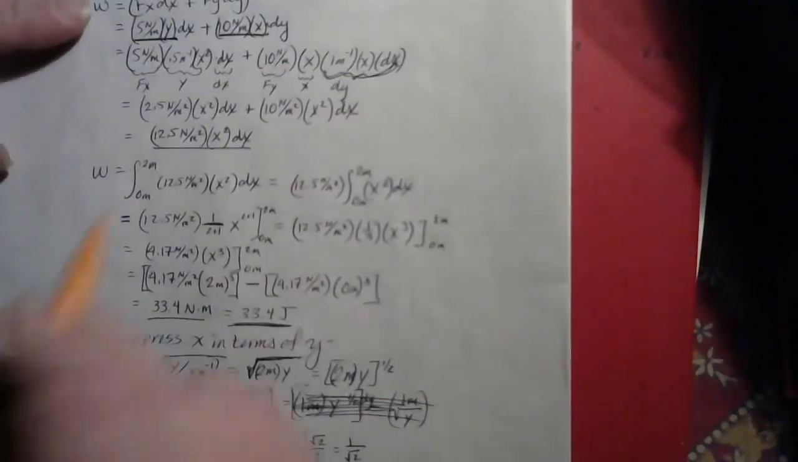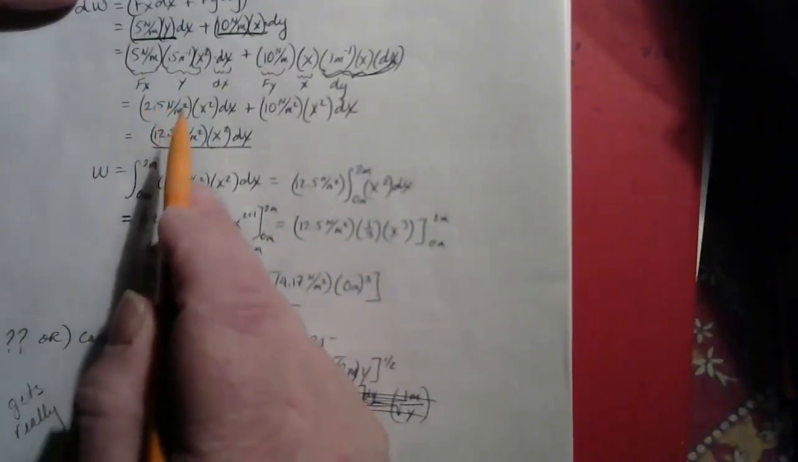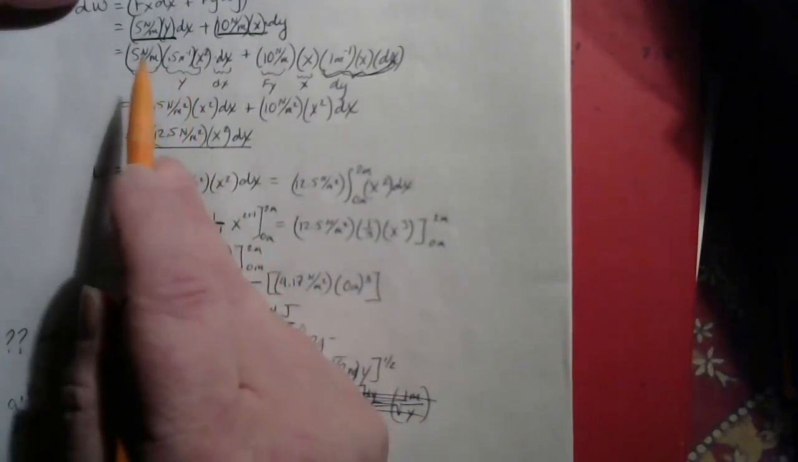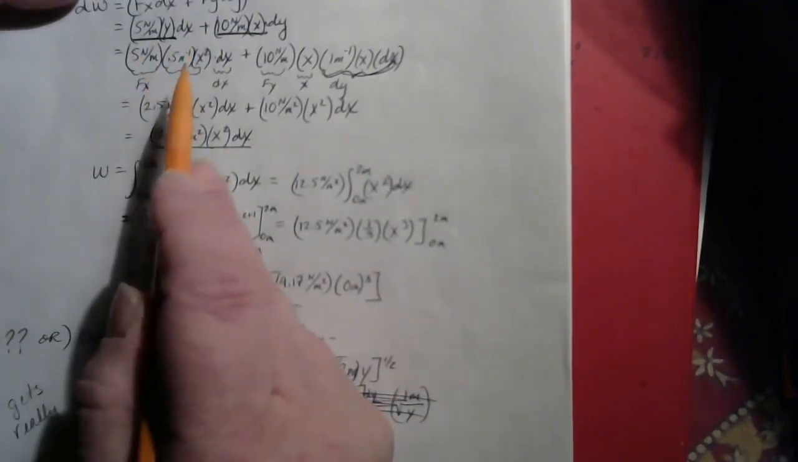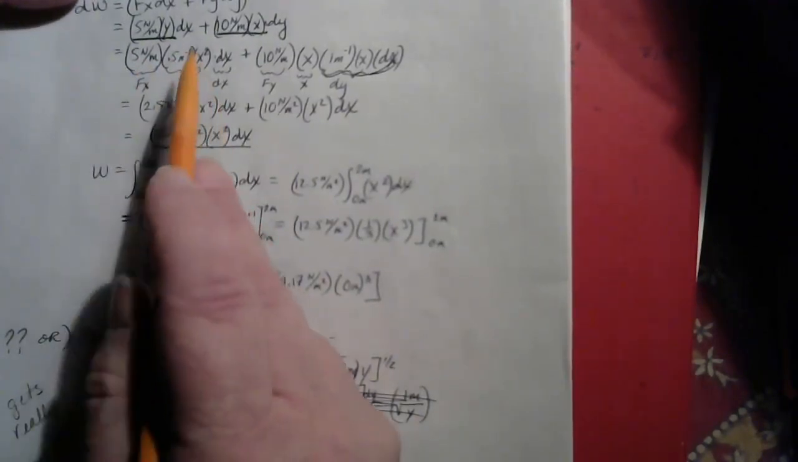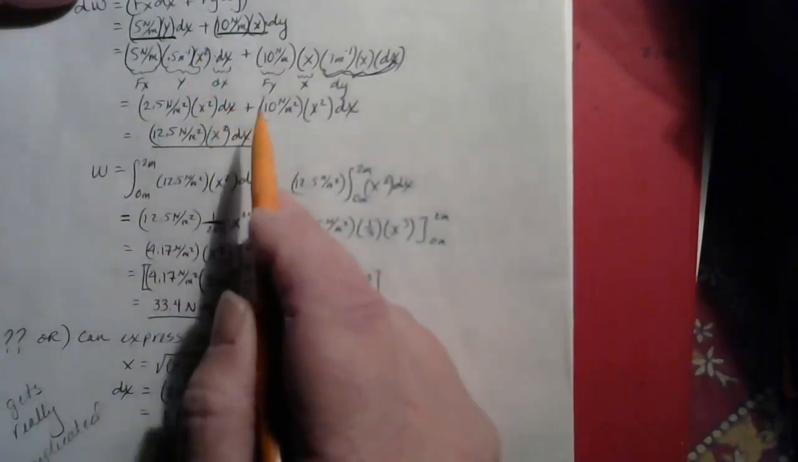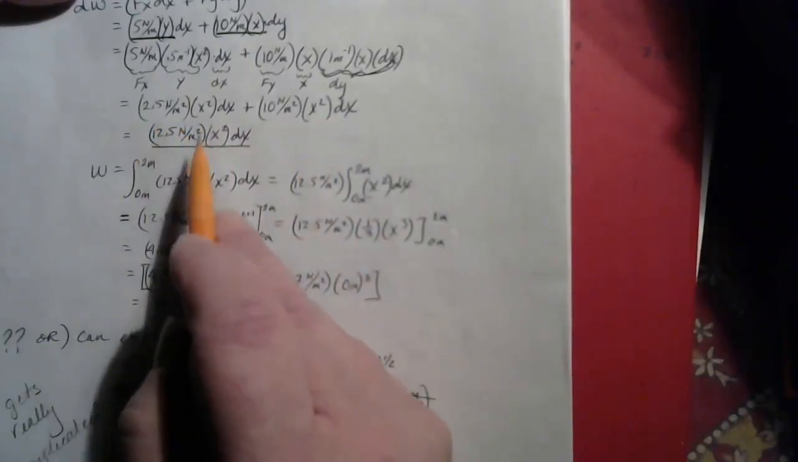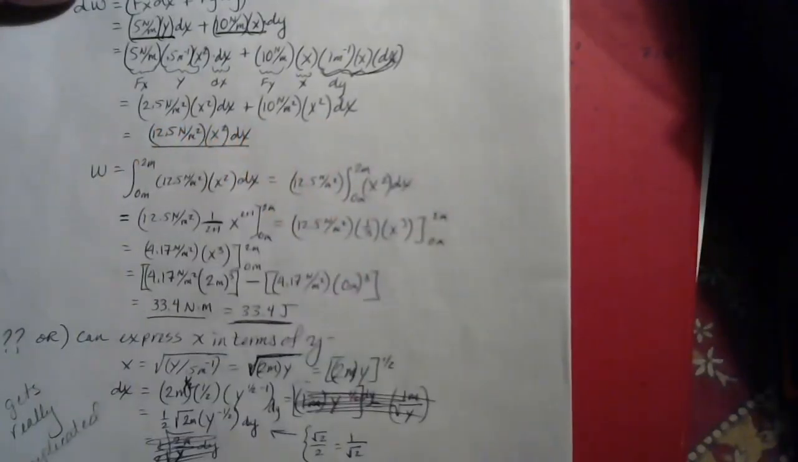Then we can work it all out. We get 2.5 newtons per meter squared, because this is newtons per meter times meters to the minus 1. So that's newtons per meter squared times x squared dx, plus 10 newtons per meter squared, x squared dx. We can add these together and just get 12.5 newtons per meter squared times x squared dx. Simple. But we're not done with the work yet.